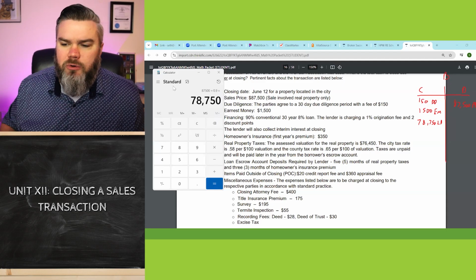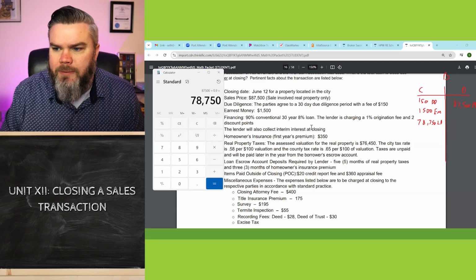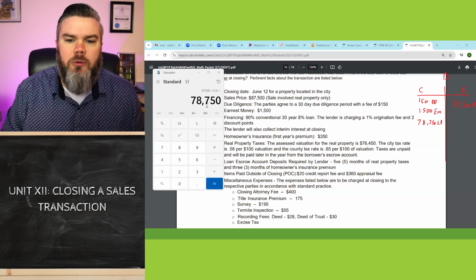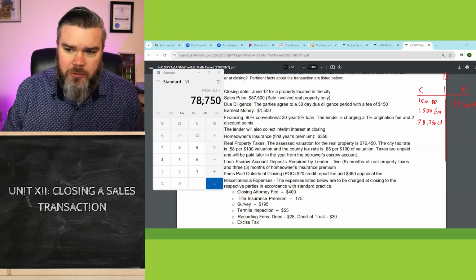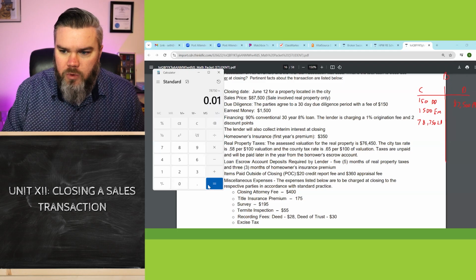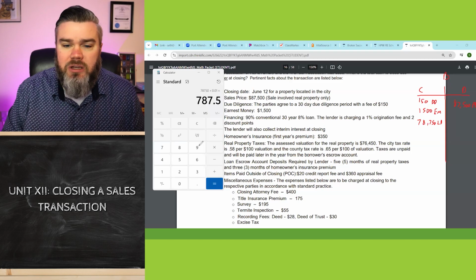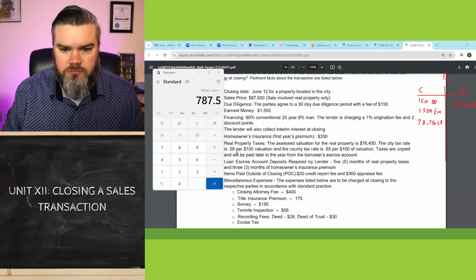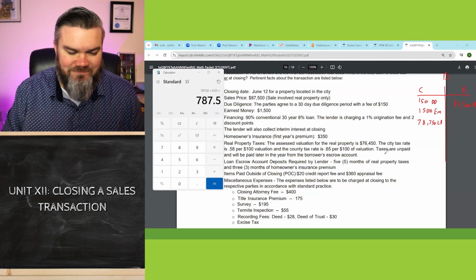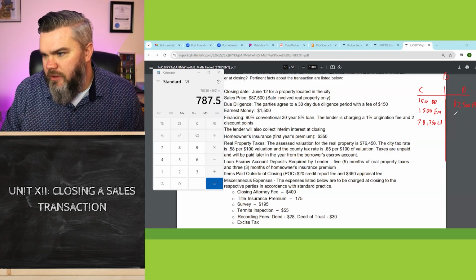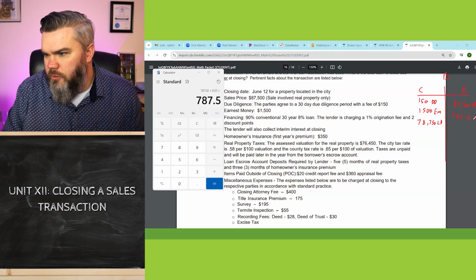Now, we're going to need that number several times to fill this out completely because it says lender is charging 1% origination fee and 2 discount points. Well, remember, 1% origination fee means take your loan amount, multiply it by 1%. It's going to be a loan origination fee of $787.50. Is that a credit or a debit? There you go. Debit. So $787.50. Put LO for loan origination.